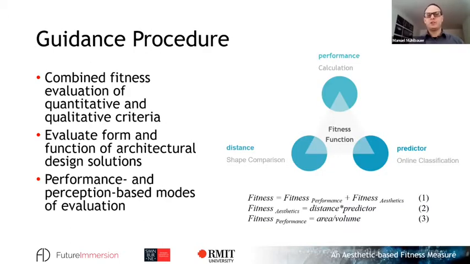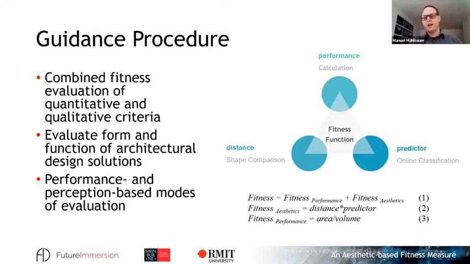This guidance procedure combined fitness evaluation of quantitative and qualitative criteria, and thereby combining what the computer is really good at, like calculating fitness performance, and then also thinking about introducing simulation there and integrating the human in the loop, where the human strength is really thinking about a solution from different perspectives, and then not only using the aesthetic while there is the focus in this discussion, but also the implicit knowledge of the designer about design solutions and particular design cases.